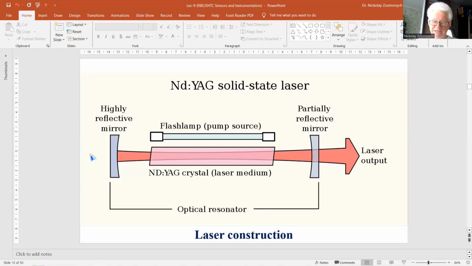Solid state laser, a much more expensive device and suitable for large optical power.